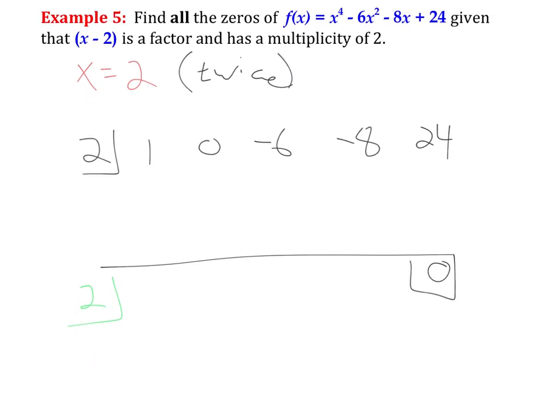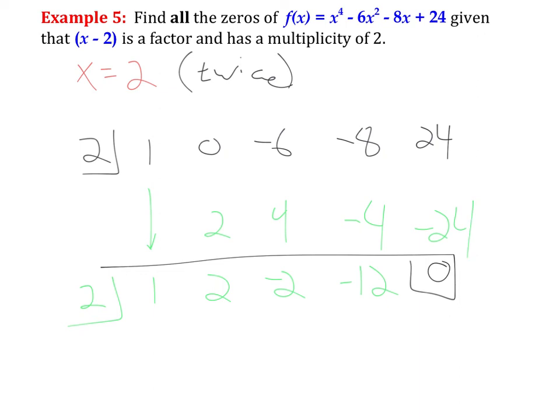All right, we're going to drop our first number down. Whenever we go diagonally, we are going to multiply by the outside number, in this case, 2. So add straight down, multiply diagonally. Add straight down, multiply diagonally. Add straight down, multiply diagonally, and lo and behold, we got 0.